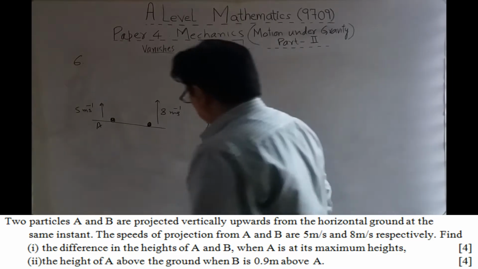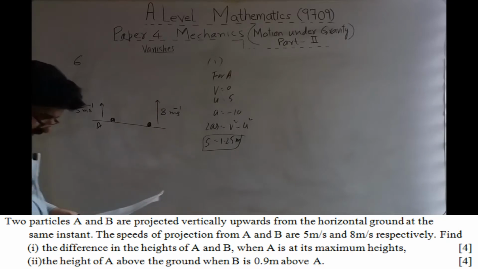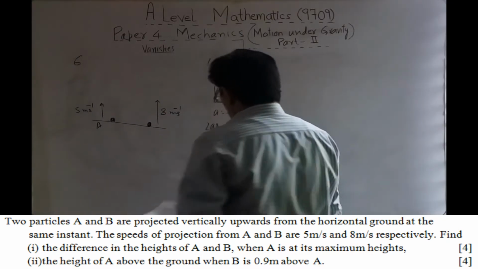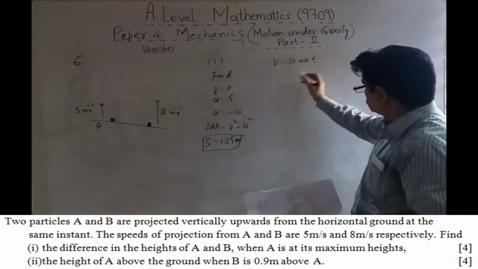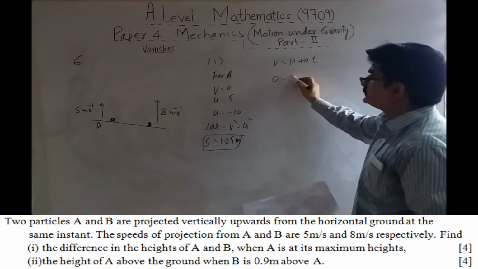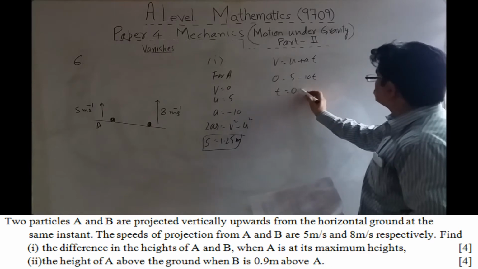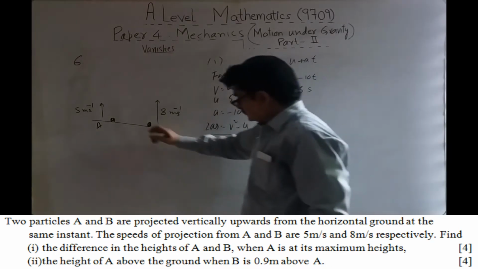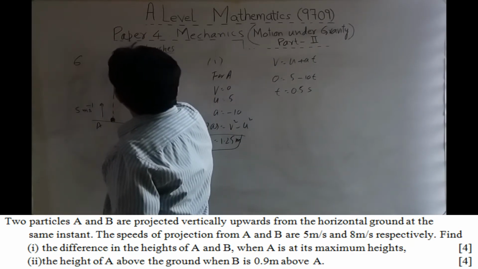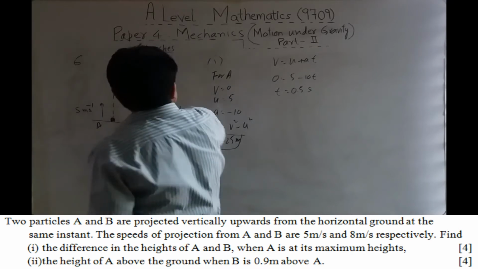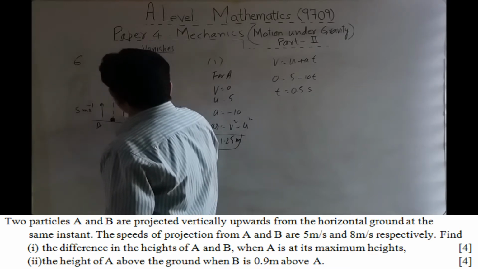Now for the second part, we have to find the distance of this second particle. For that we need time. v is equal to u plus at. So v is 0, u is 5, minus 10t. So from here the value of t will be 0.5 second. So the first particle reaches its highest point when t is 0.5 second, and this distance we have found is 1.25 meter, this total distance.